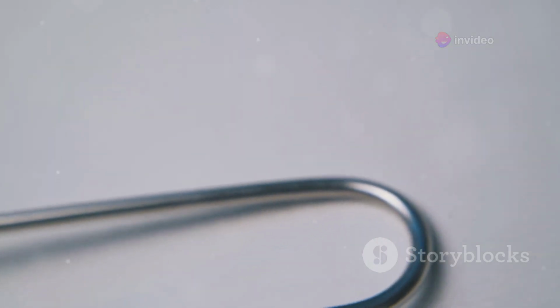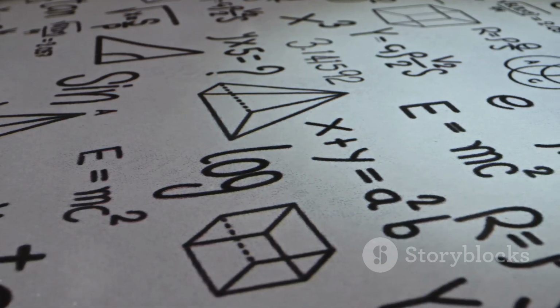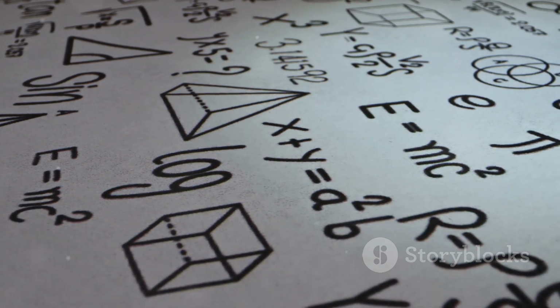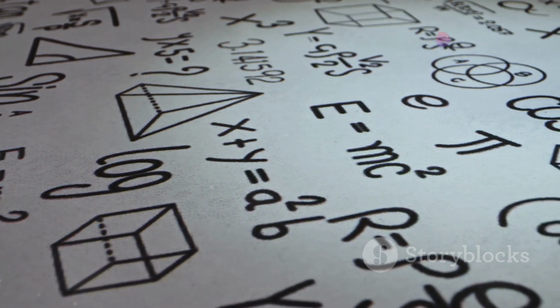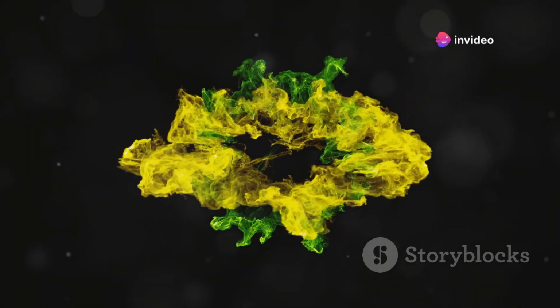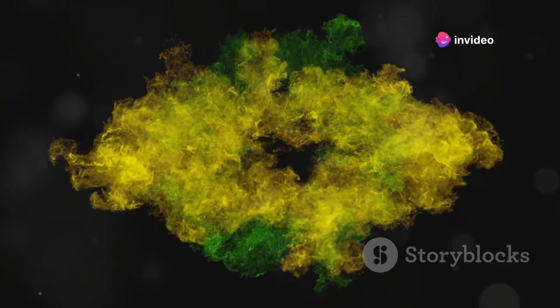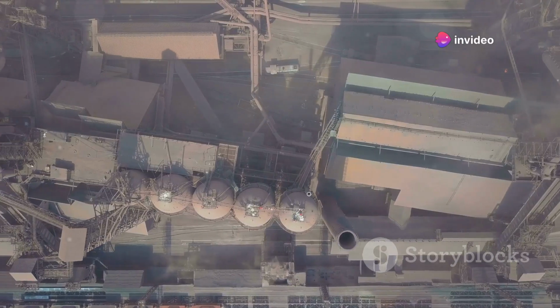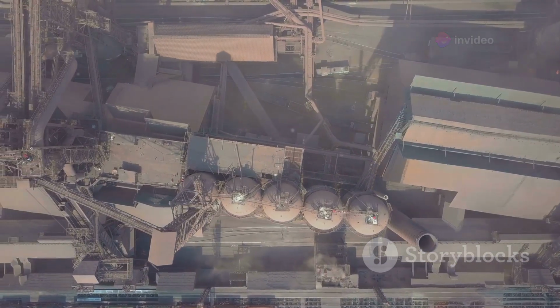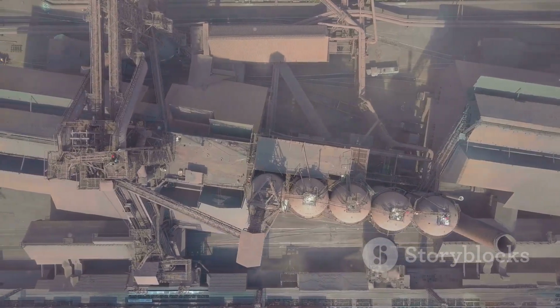To simplify this concept, imagine a paperclip weighing 1 gram. If you could completely convert that 1 gram into energy using E equals mc², the energy released would be approximately 9 times 10 to the 13th joules. This is equivalent to the energy produced by burning 3 million liters of gasoline.